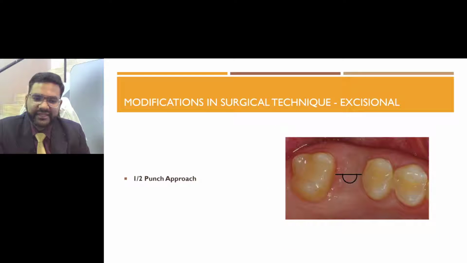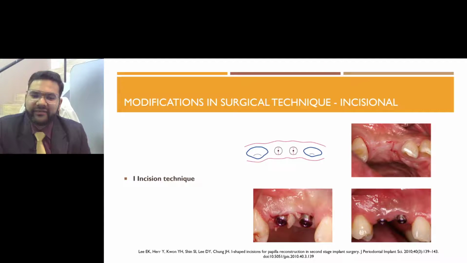Then there is a half punch approach. This flap design is used in cases where the buccal tissue is deficient, but this technique makes visibility very restricted and it is really not advised to use it without a guide. Now then we have the eye incision technique. This is an incision technique where we place a labial horizontal incision 0.5 millimeters away from the implant and a vertical middle incision on the implant, and then we can raise the flap and place our gingival formers to help get a good papilla.